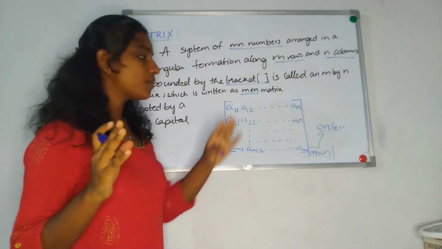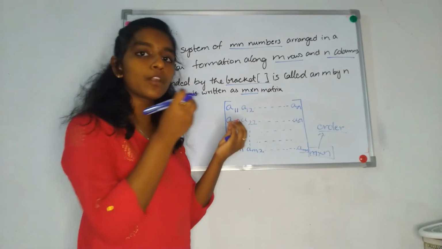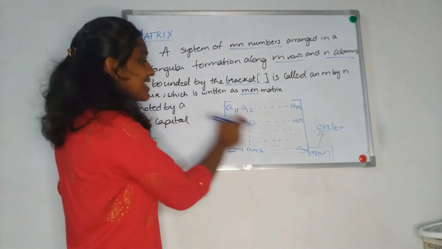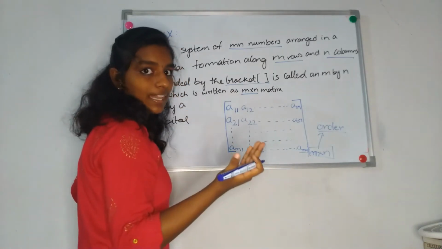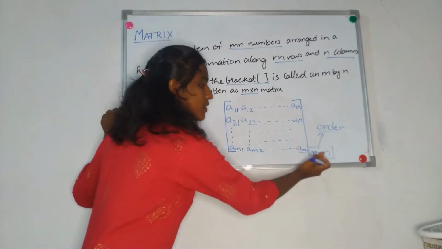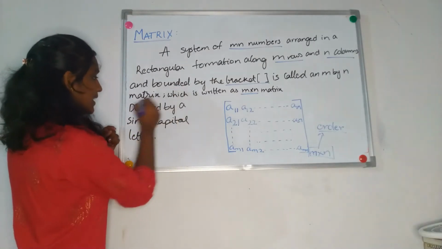Have you got the point? So what does order mean? It denotes the number of rows by the number of columns. So this is read as m by n. So this whole matrix is m by n. You have m rows and n columns. Have you got the point? And let us look at this point.